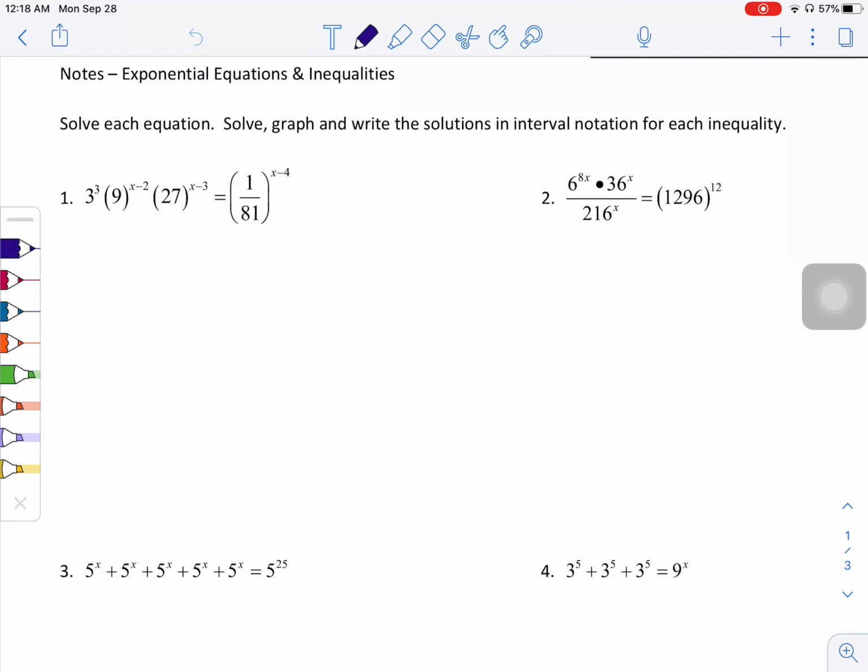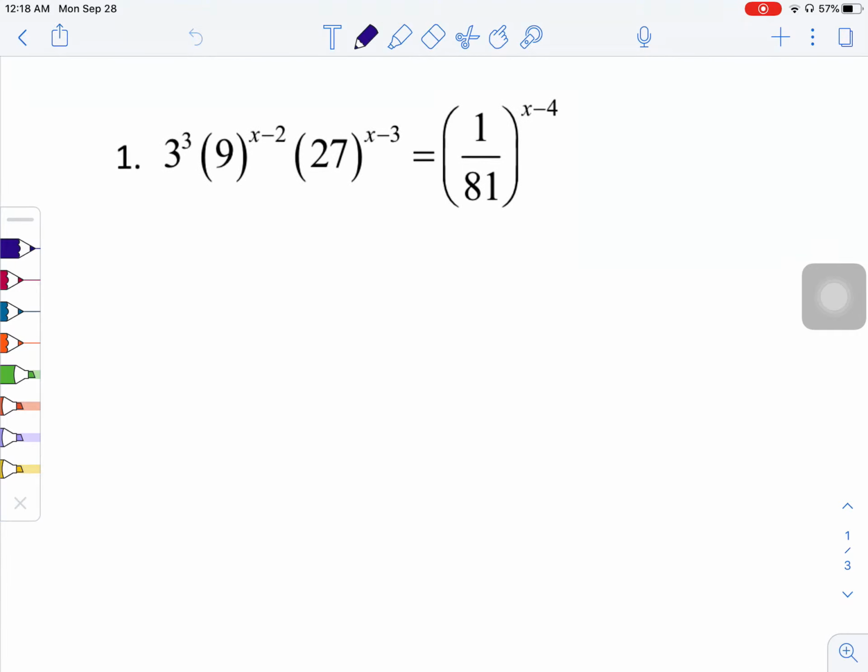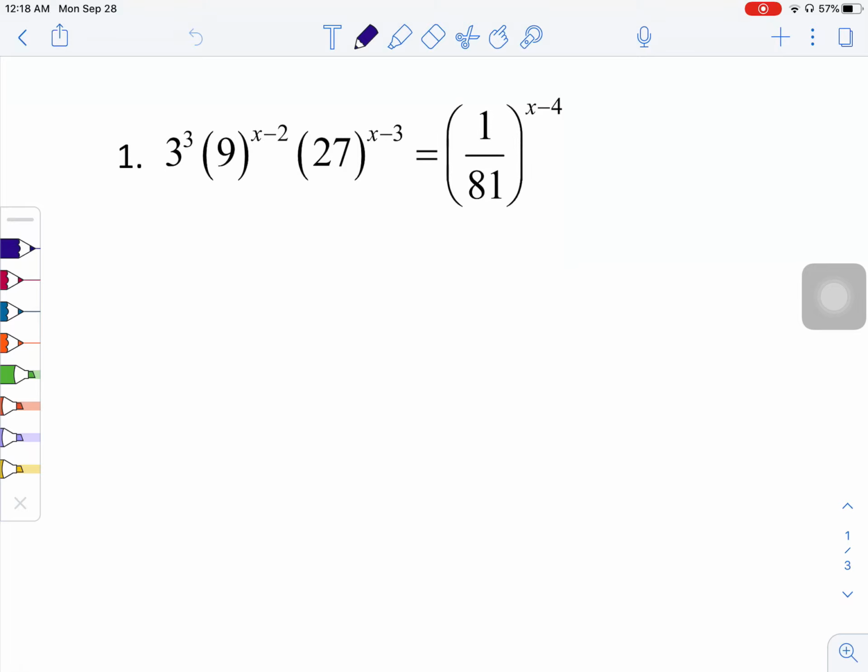It's going to be a little weird because I'm going to do questions 1 and 2, and then I'm going to skip down a little bit and pick up some of the inequalities using this same idea of changing bases. So the very first problem here, I'm going to go ahead and zoom in on this. The bases right now are 3, 9, 27, and 81. And I already know 3, 9, 27, and 81 all have a common base of 3.